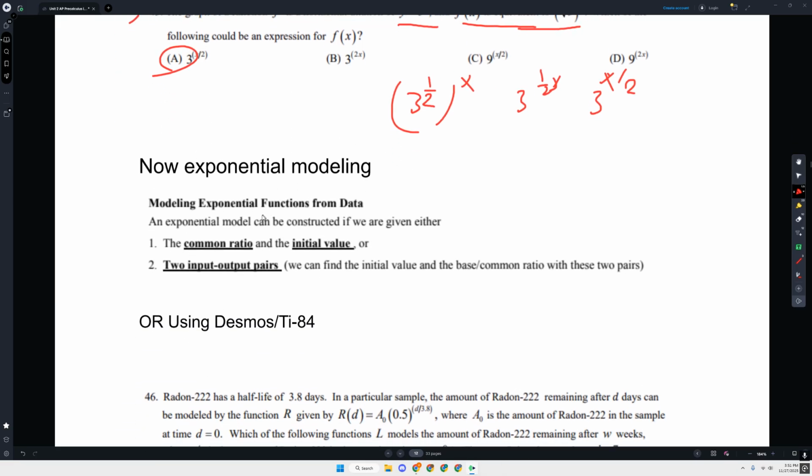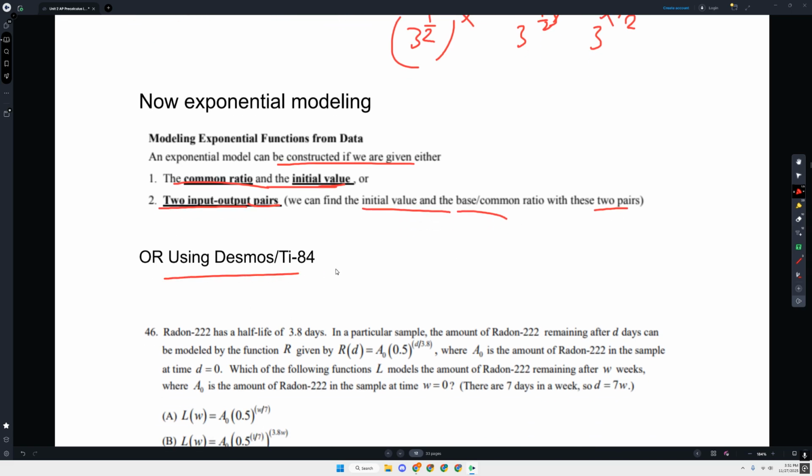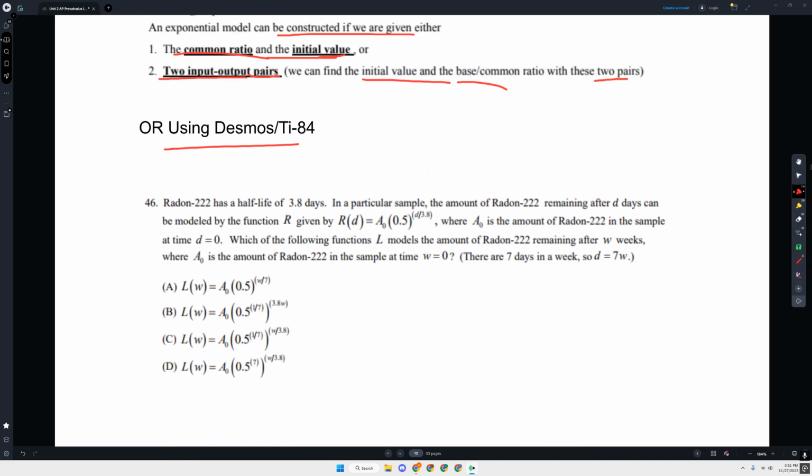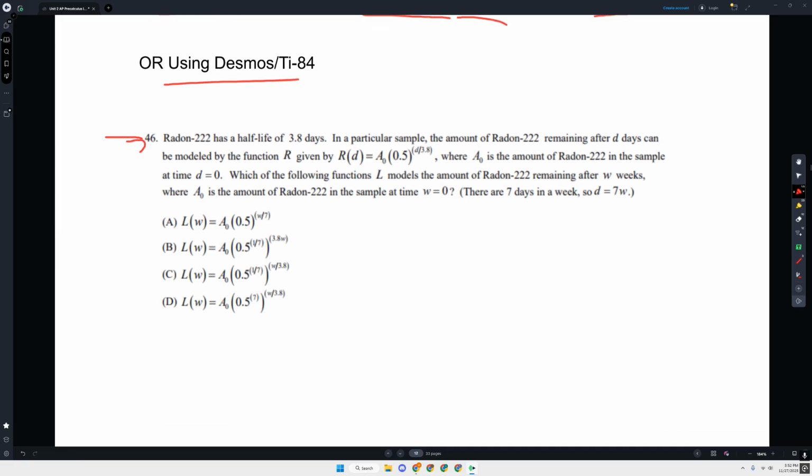Now, exponential modeling can be constructed if we're given either the common ratio and the initial value, or two input-output pairs. We can find the initial value and the base, the common ratio, with these two pairs, or using Desmos or the TI-84, which is the easiest way to do them. And you'll do this for FRQ2 on the AP exam. So I will give a few minutes to solve this, like a minute, but I will make a poll again.